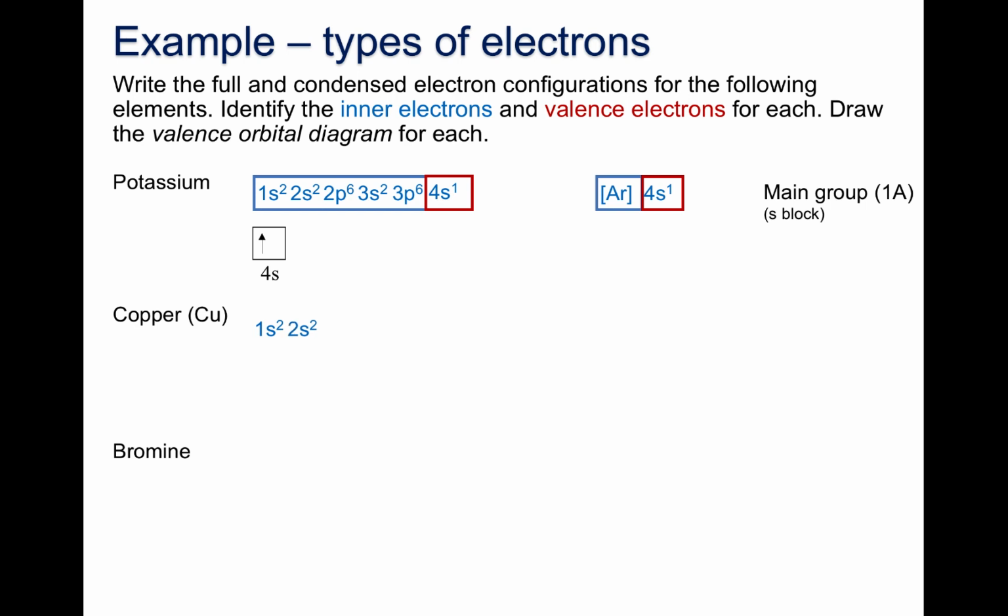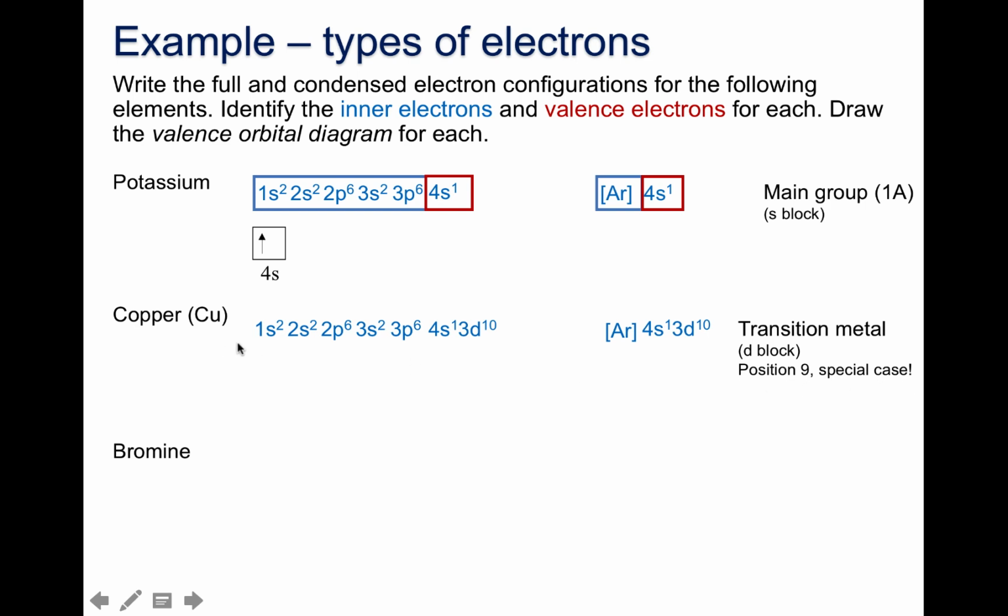We have 1s2, 2s2, 2p6, 3s2, 3p6. Now we get to the special case. Remember with the special cases, there's one electron in the s sublevel, so it's going to be 4s1, and then copper's in position 9, but we need to add one more electron to make 3d10. So this is the full electron configuration for copper. We would write the condensed, the noble gas that comes before it as argon, and we write 4s1 3d10.